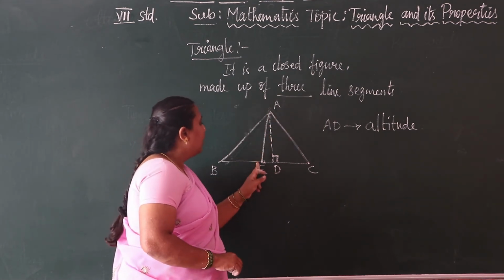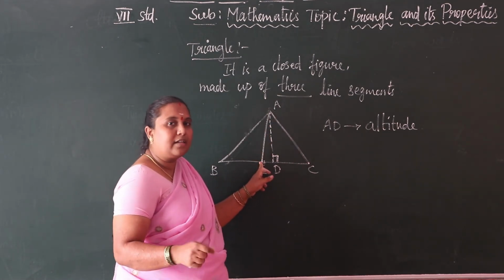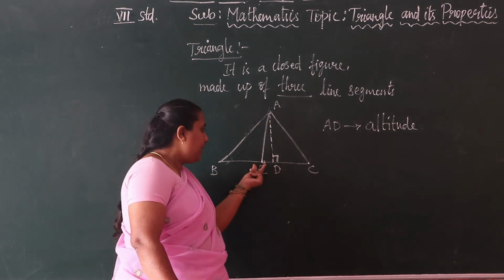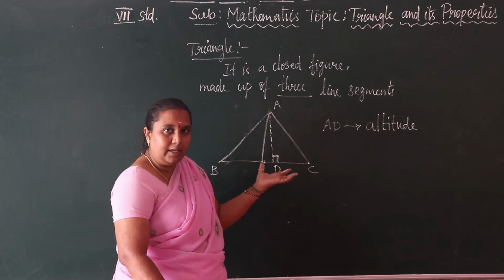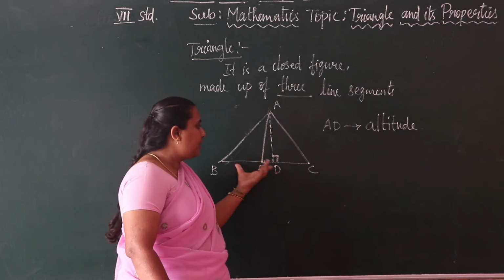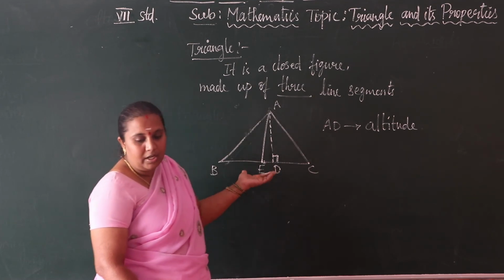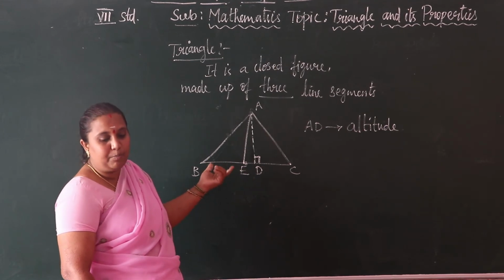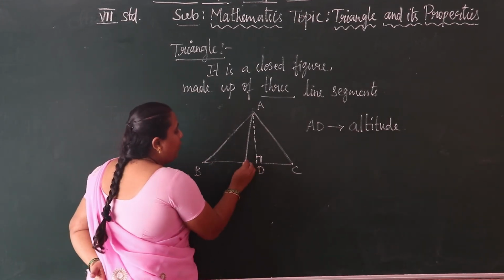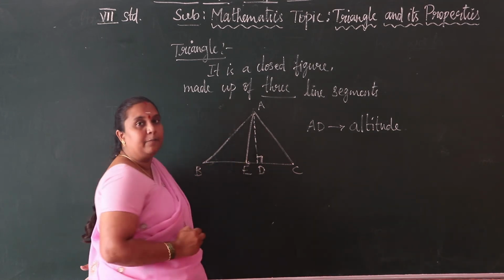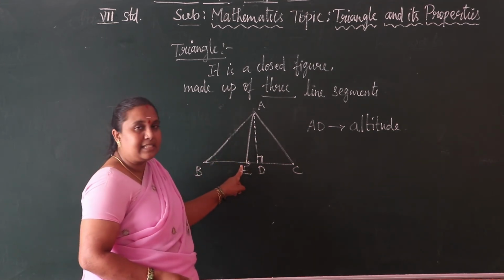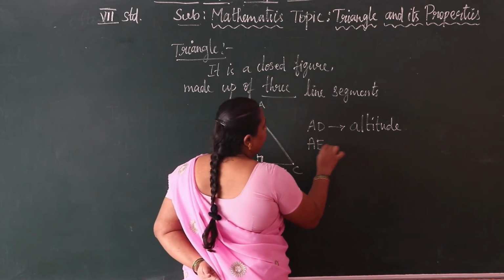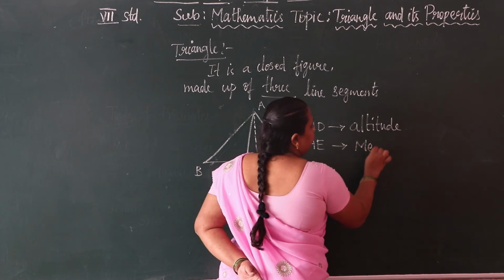This other line segment is also constructed through vertex A only, but it divides the opposite side BC equally. It goes from the vertex of the triangle to the midpoint of the opposite side, and midpoint means it divides equally. So this line segment is a median. What is the name? AE is the median.